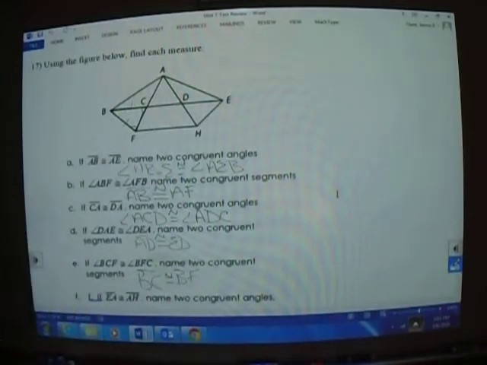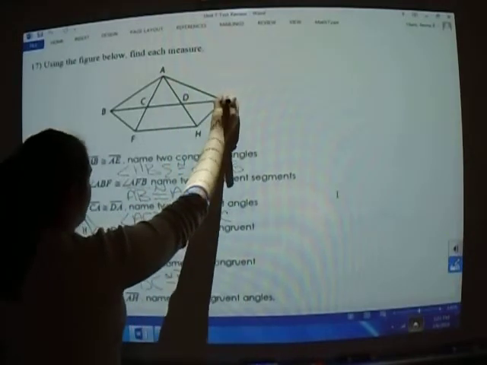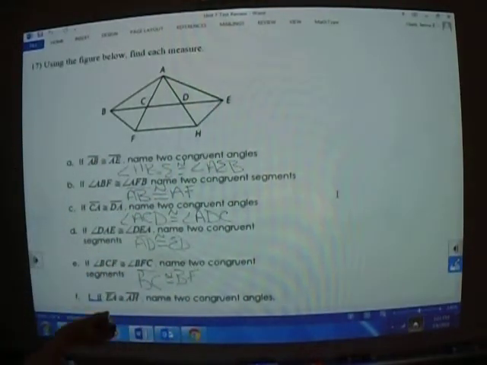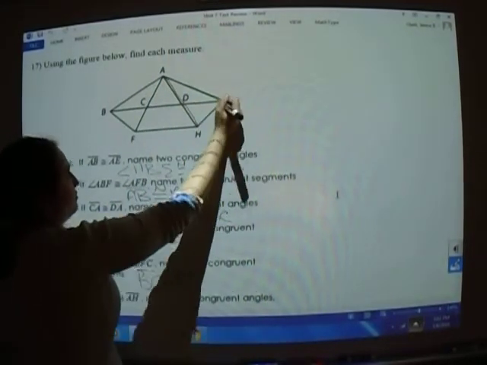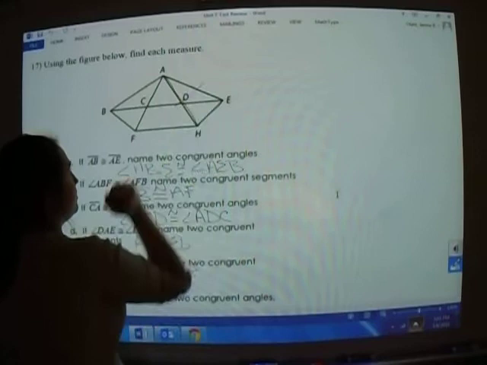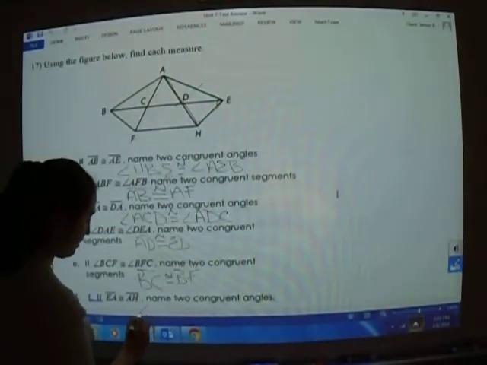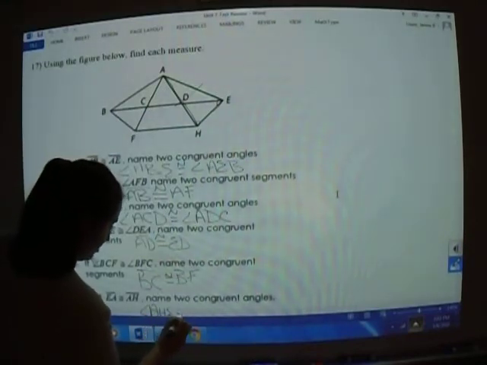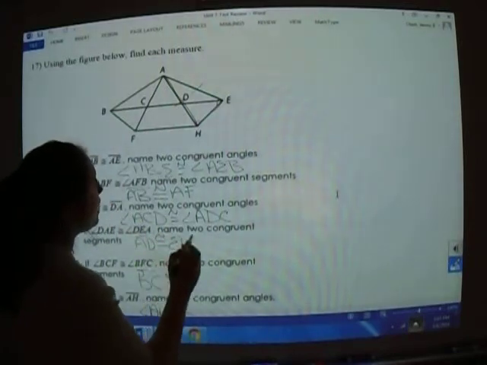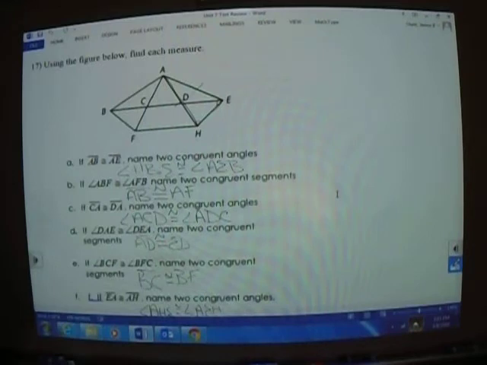And lastly, if EA is congruent to AH, name two congruent angles. Well, this is our triangle. Those are congruent. These are our two congruent angles. So angle AHE is congruent to angle AEH. Okay? So let's you do that one.